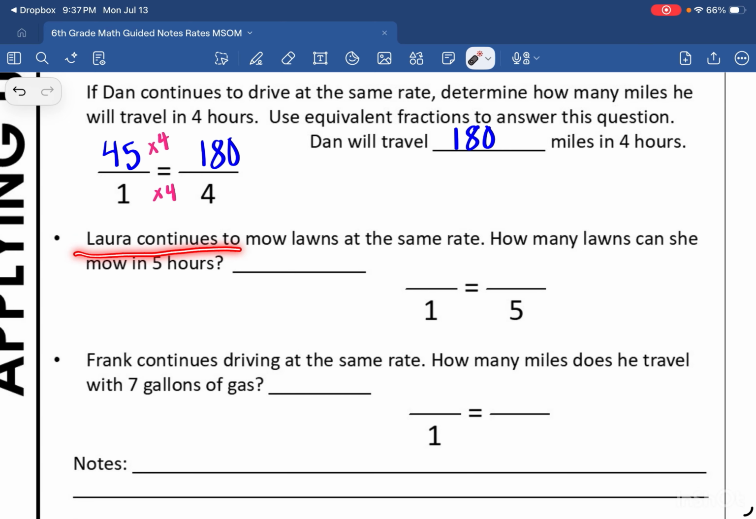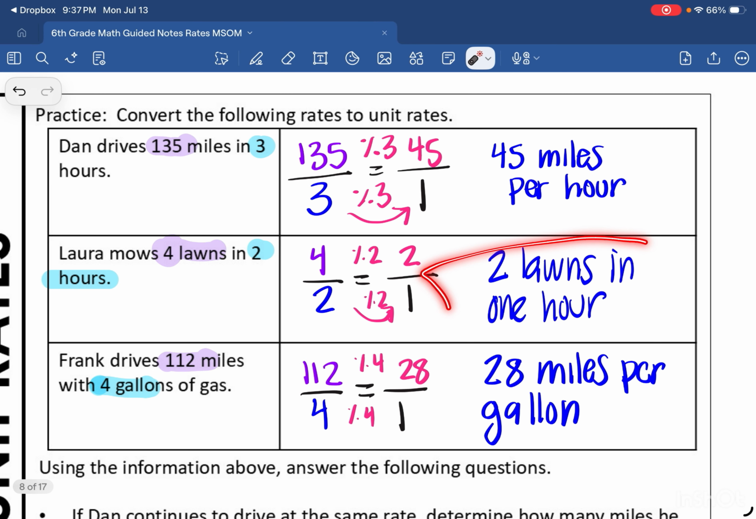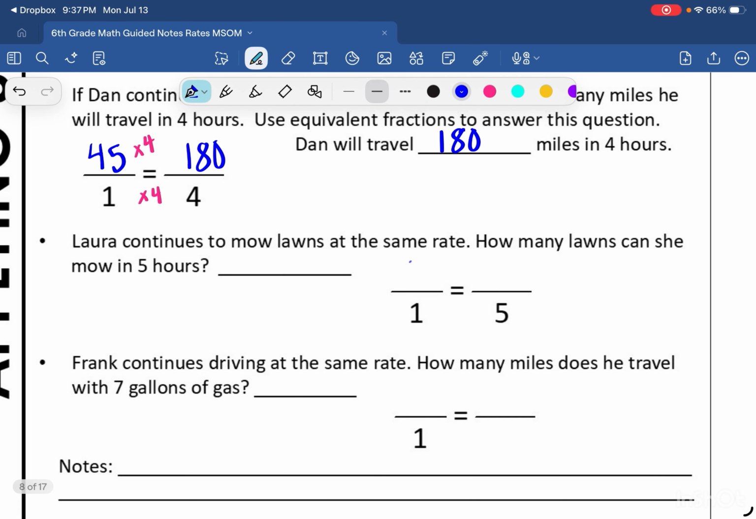Lara continues to mow lawns at the same rate. How many lawns can she mow in 5 hours? So her rate was 2 lawns in 1 hour. I want to know how many for 5. So how do I get from 1 to 5 using multiplication or division? I will multiply by 5. 2 times 5 is 10. So she can mow 10 lawns in 5 hours.